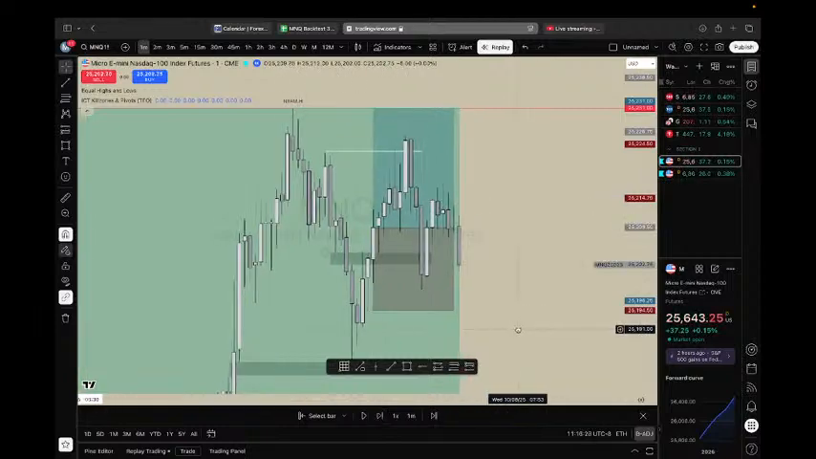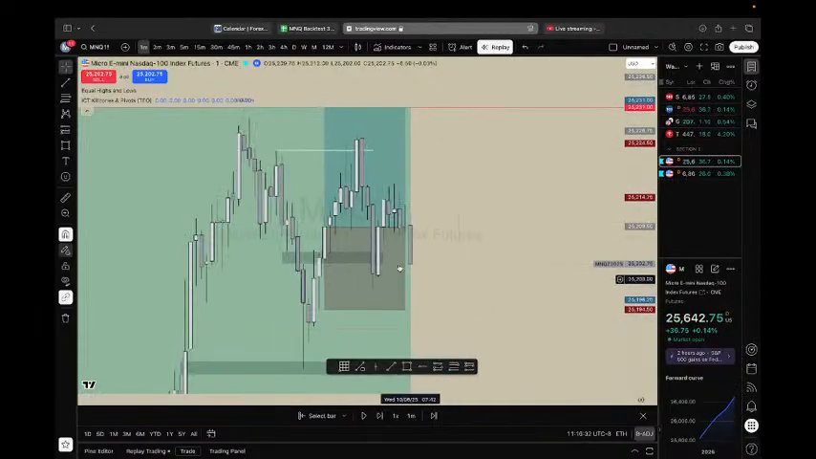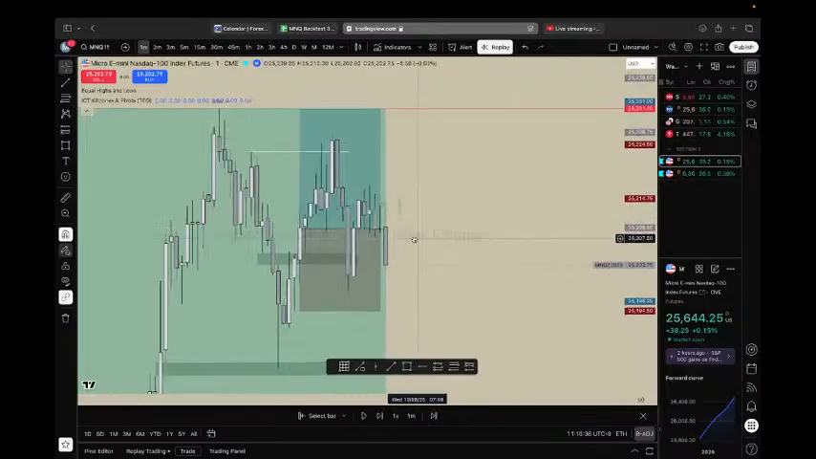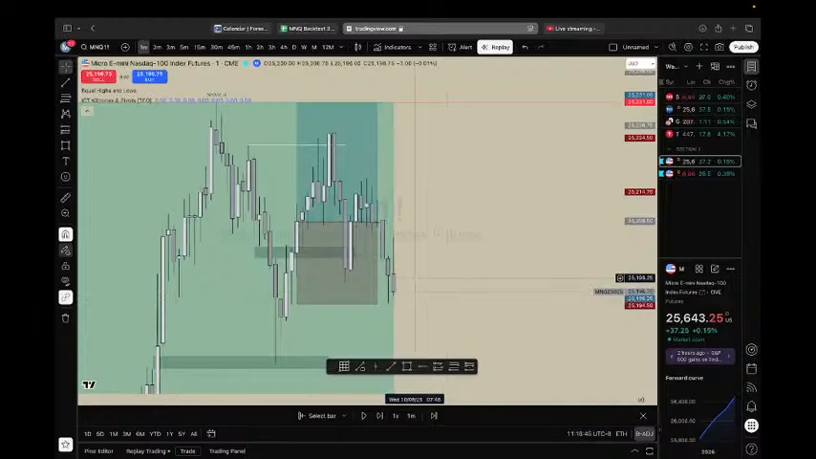But I'm trying to find an entry that I would take. Just because I didn't see this, I'm not entering into that. I'm kind of liking this one as well, but we're not within the fair value gap. We just swept some liquidity.